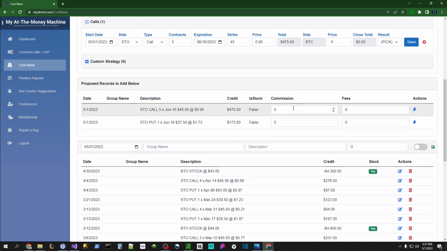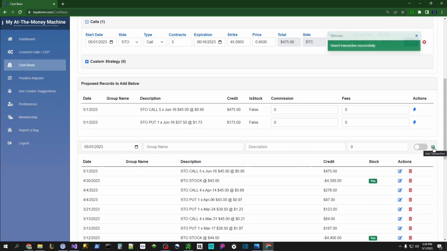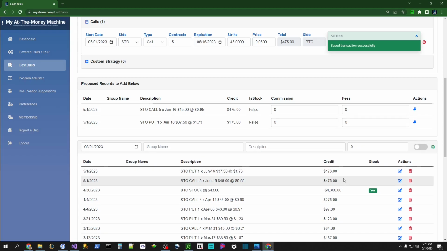Since this is the demo account, we're not tracking any commissions. Otherwise, we'd enter them right here. And then we click this little helper button to move the transaction down. Click save to retain it, and do the same thing for the put contract. And now both of those transactions are logged.